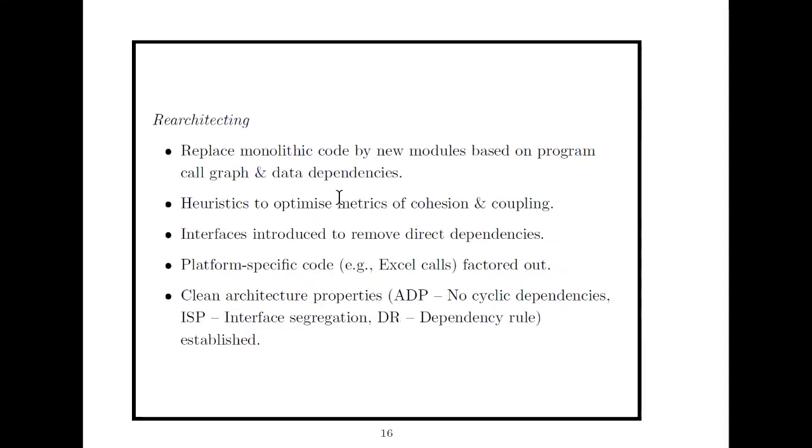For re-architecting, we try to replace the one big or monolithic code by restructuring the code into new modules to package or group them to enhance the cohesion and coupling of the approach. Also, there are some interfaces that have been introduced to remove direct dependencies, and also the platform-specific code has been factored out. We also try to maintain the three main clean architecture properties, which are ADP, no cycle of dependencies, ISP, interface segregation, and DR, which is the dependency rule. So we have established these in this approach.